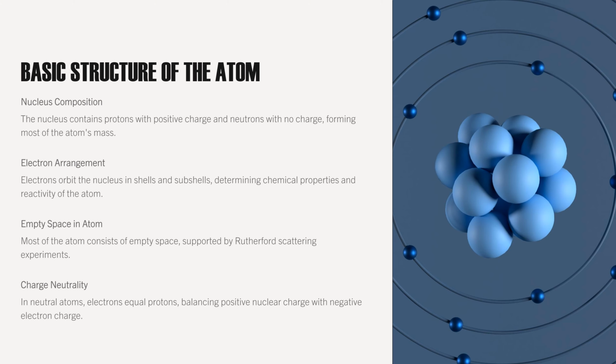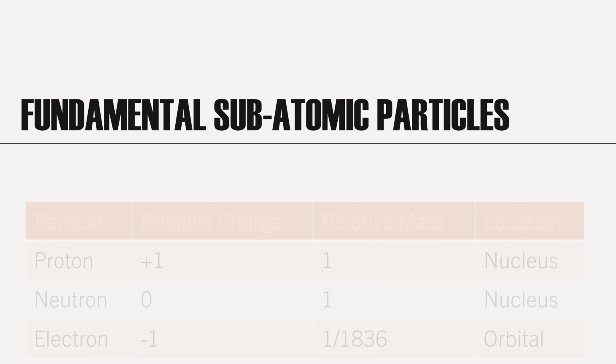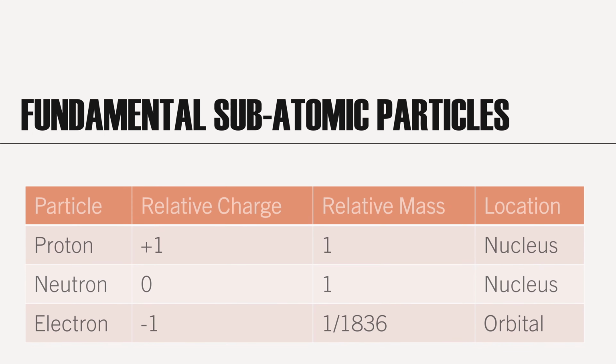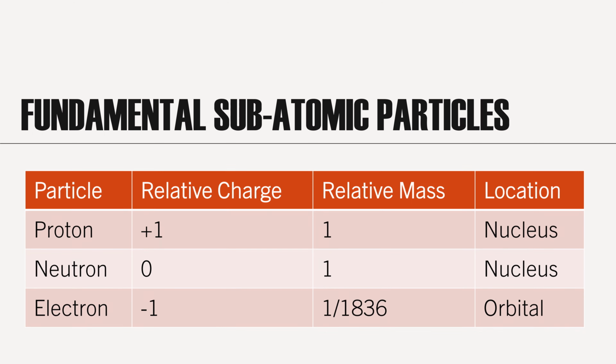The nucleus contains protons and neutrons, collectively known as nucleons, and accounts for almost all of the atom's mass. Protons carry a positive charge, while neutrons have no charge, giving the nucleus an overall positive charge. Electrons, which have a very small relative mass, occupy the space around the nucleus and are responsible for the atom's chemical behavior. The three fundamental subatomic particles are protons, neutrons, and electrons.